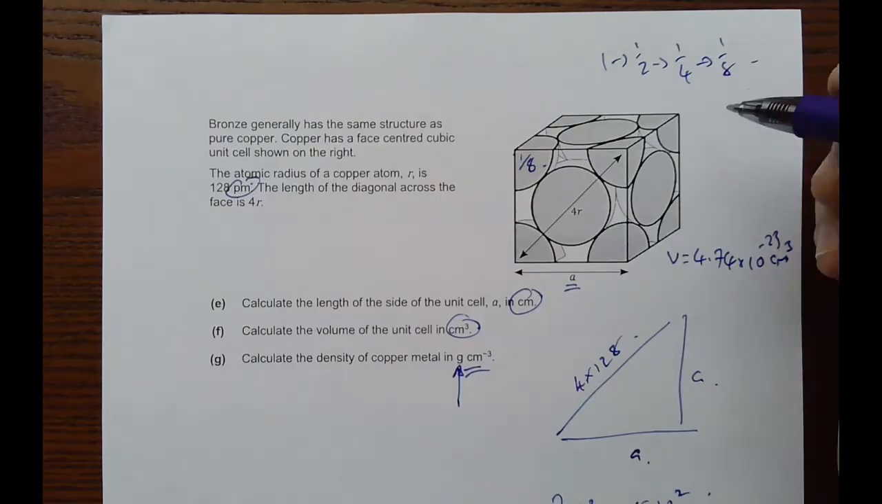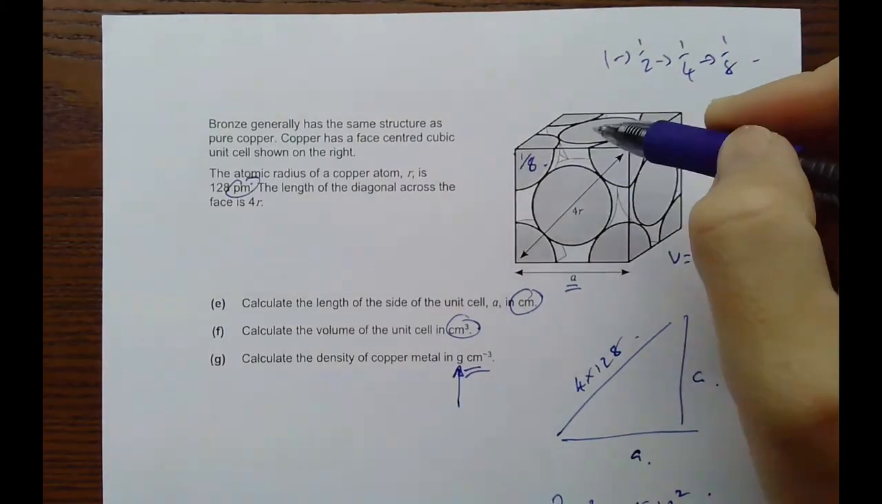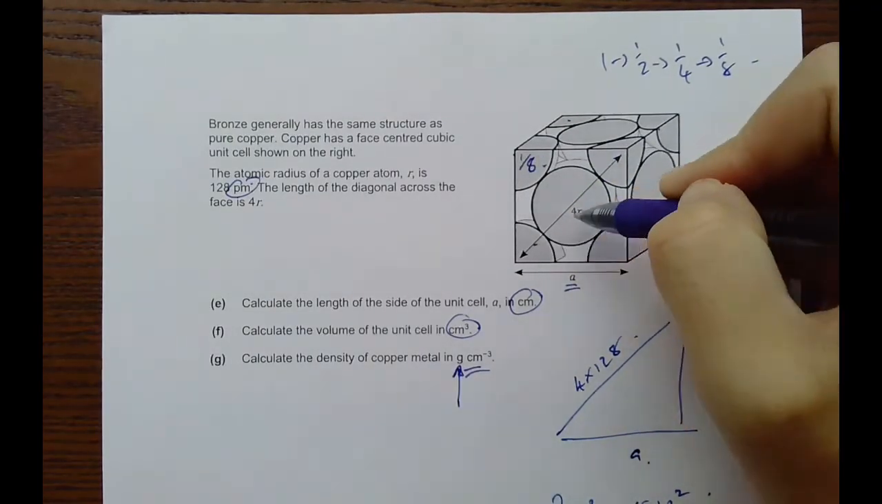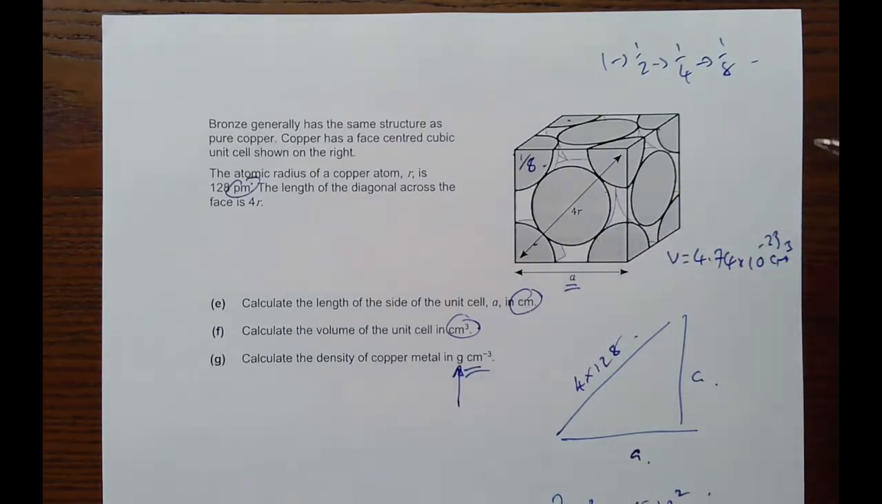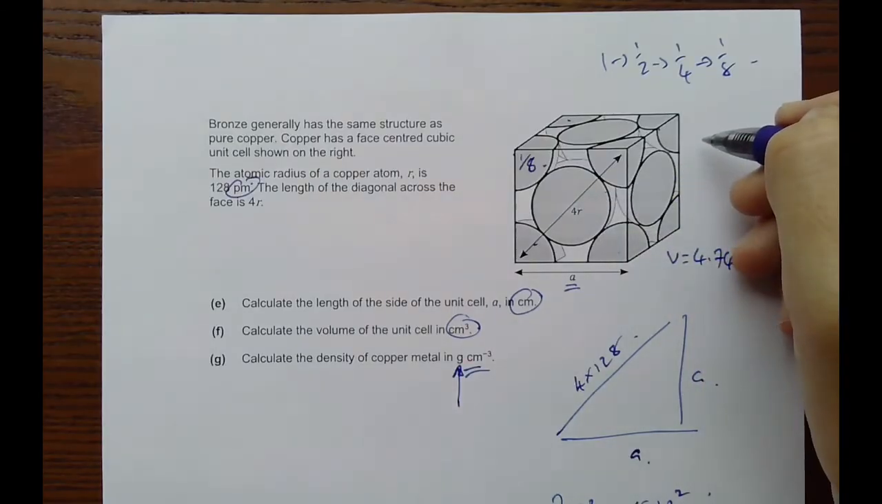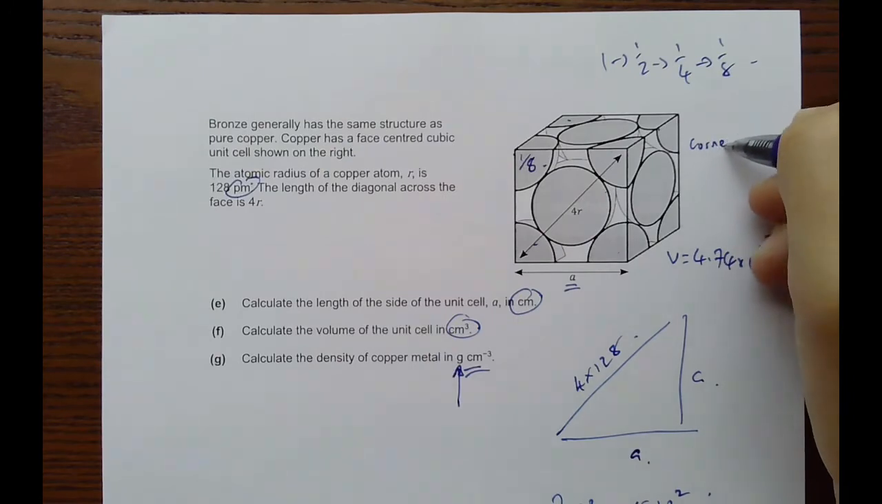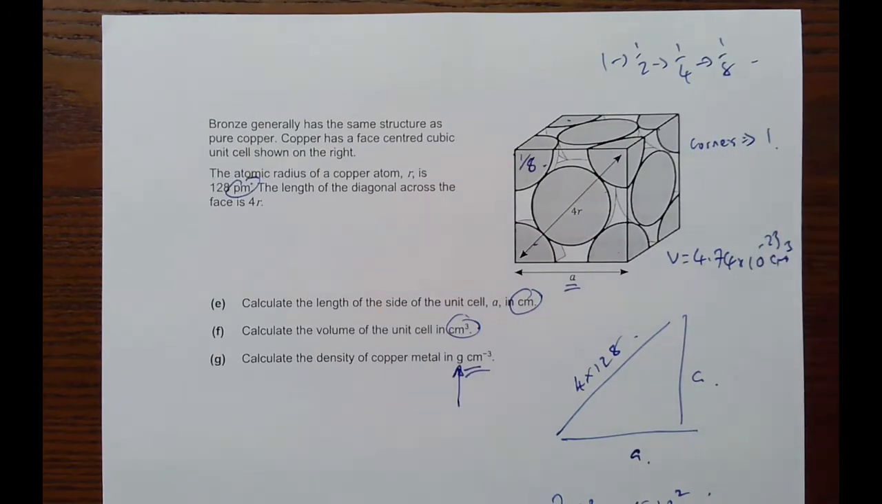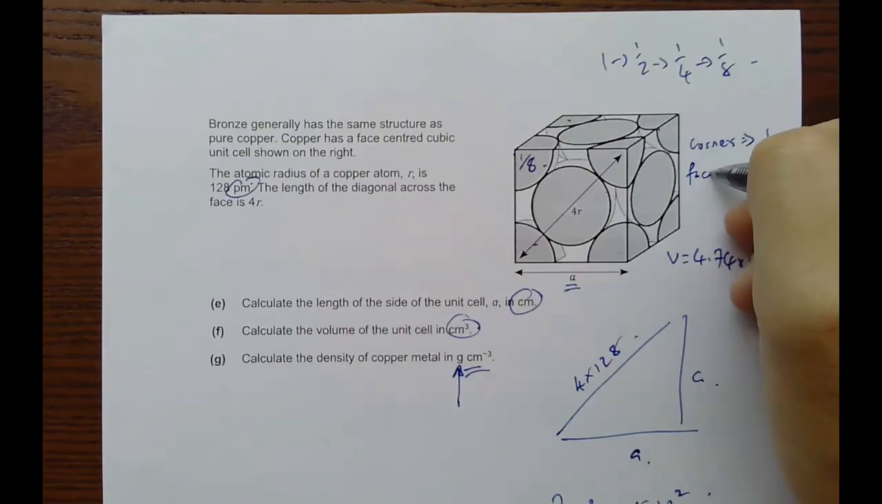However you want to think about it, that's fine, but that's 1/8 of a copper atom, and there are 1, 2, 3, 4, 5, 6, 7, 8 corners. So there's 1 from the corner pieces. All right, so corners, 1. Okay, and then faces.